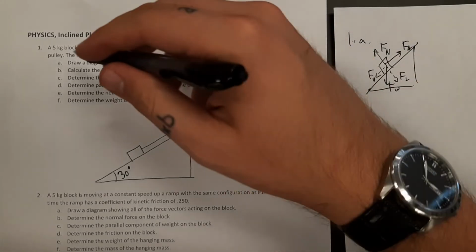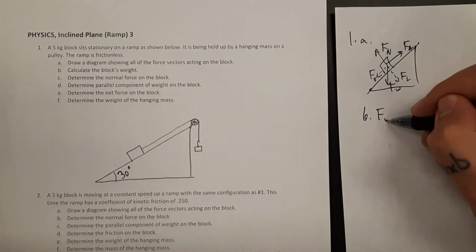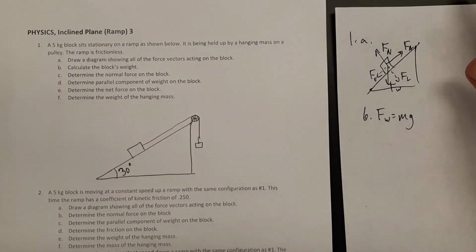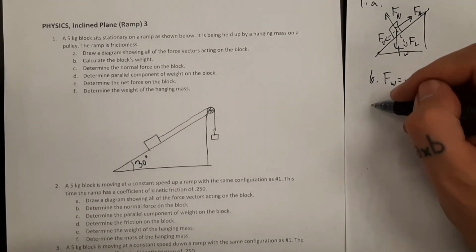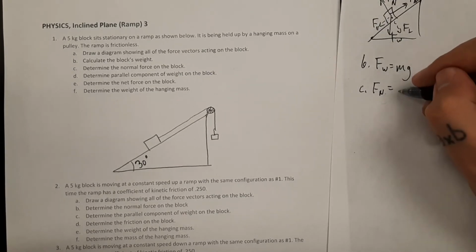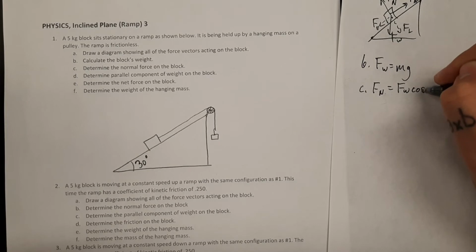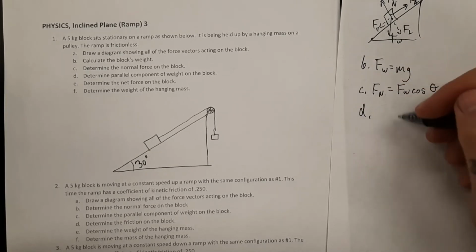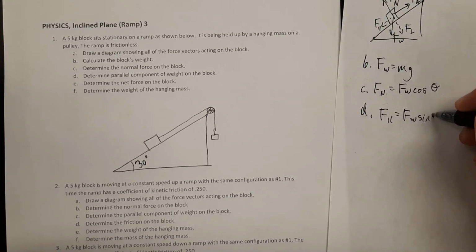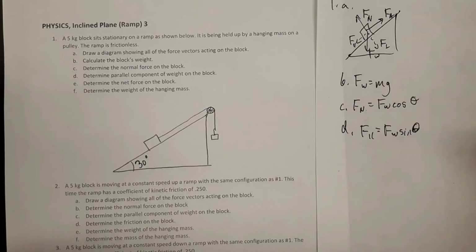All right, calculate the block's weight. The block's weight is just going to be that 5 kilograms times gravity, mg. So 5 times 9.8, you end up with 49 as the weight of this thing. Normal force on the block, Fn, is just equal to your perpendicular component. So that means it's going to be Fw times the cosine of your angle. D, parallel component, is always going to be Fw sine theta. Done deal.